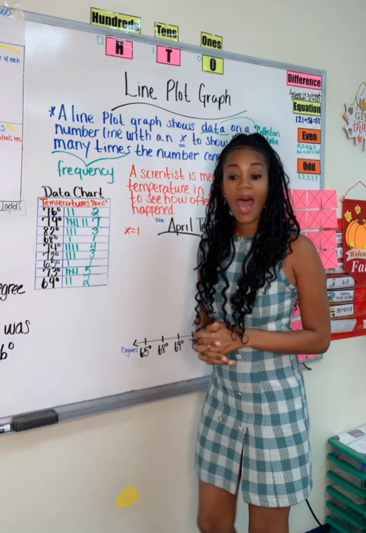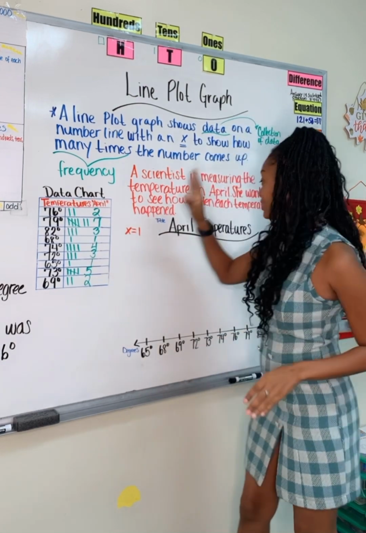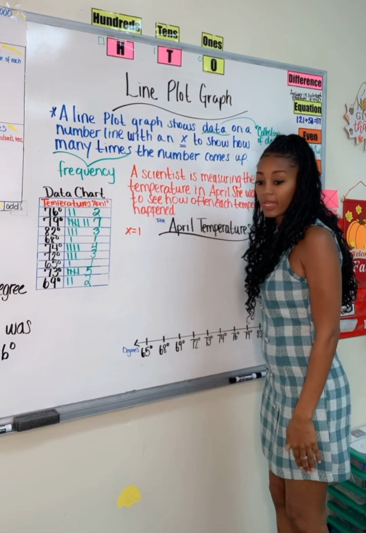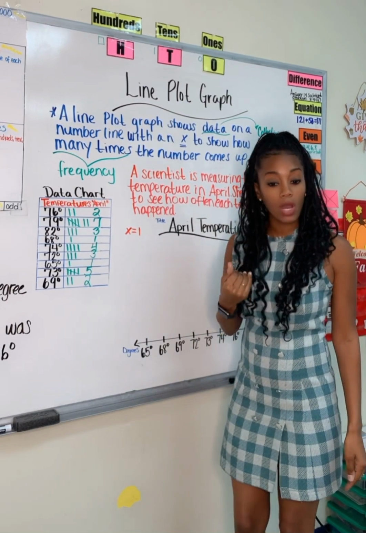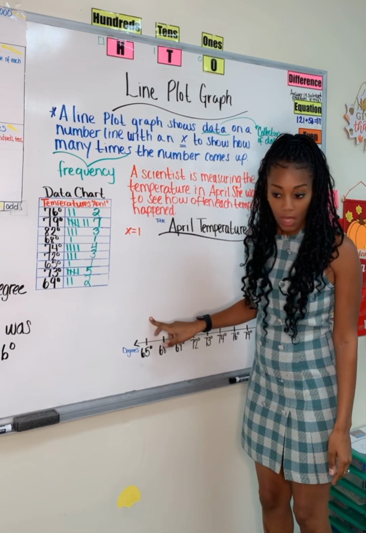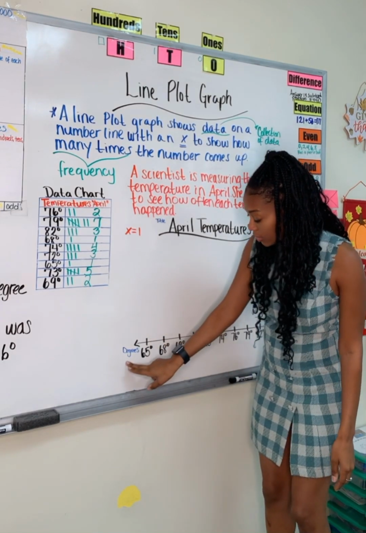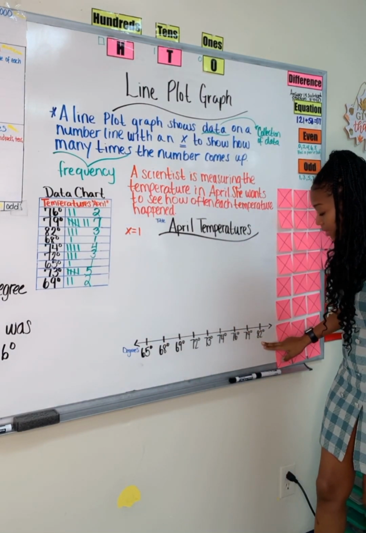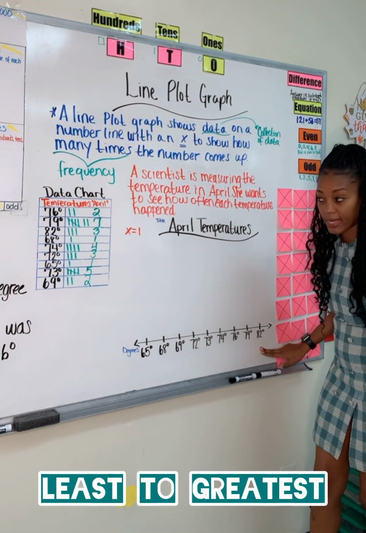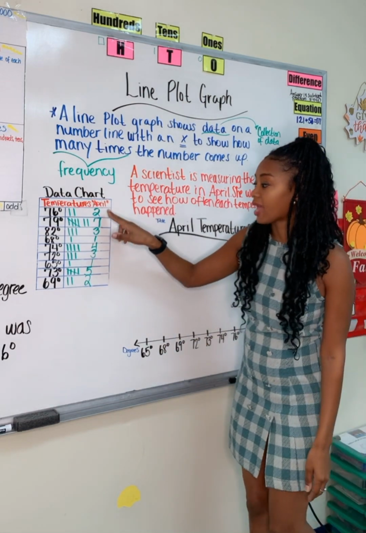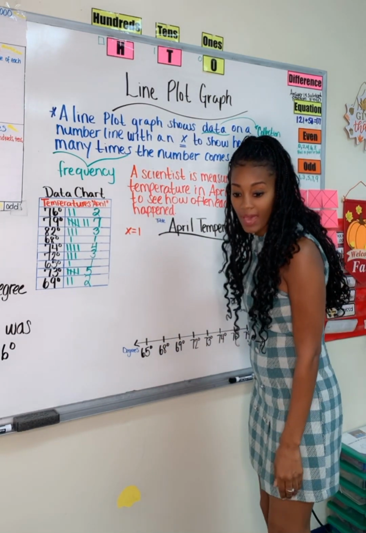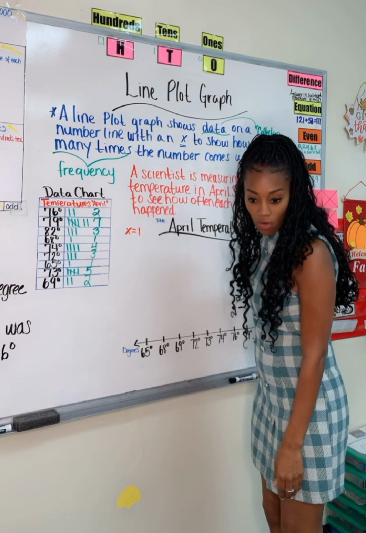Okay? So what I'm going to have you now do is take these X's that are going to equal 1 that I have over here, and I'm going to have you come up to the board, and I'm going to have you plot the X on the number line. The degrees are on the bottom here, and if you notice, I started from least to greatest. You are going to look at your degree, and you are going to put the correct amount of X's on the line plot graph. Okay?